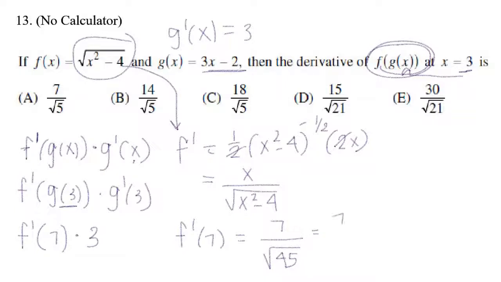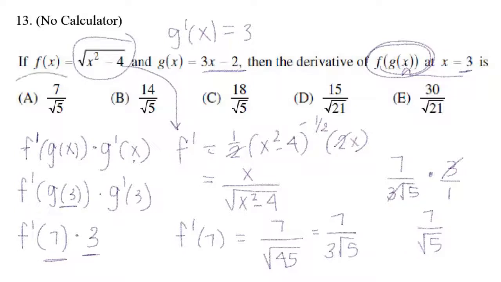And let's see, 7 over, that's 9 times 5, so 3 root 5. Now I'm ready to come back over here and plug in. And so I have 7 over 3 root 5 times 3, and put that over 1. Those are going to cancel. So I have 7 over the square root of 5. So that leaves me answer choice A.